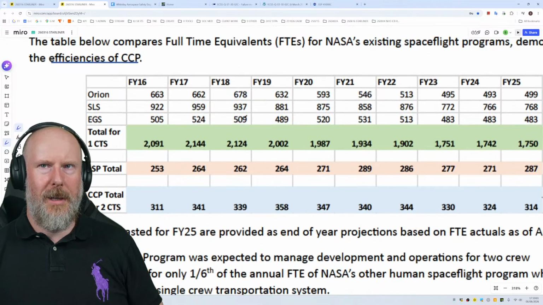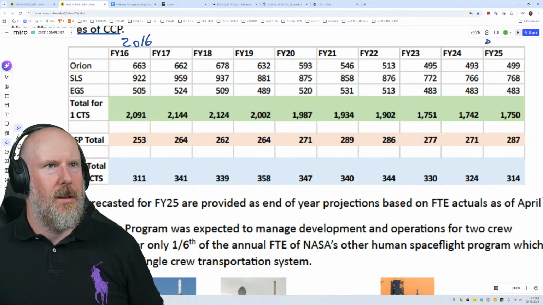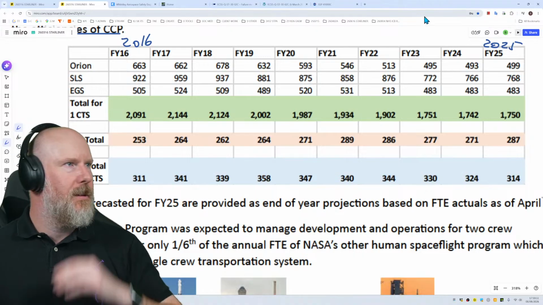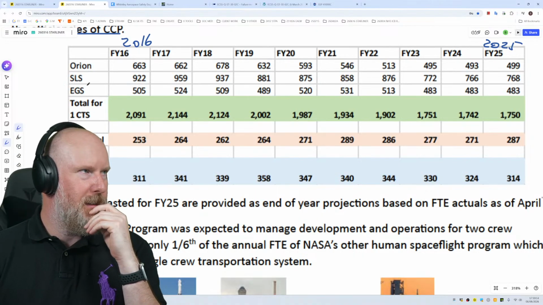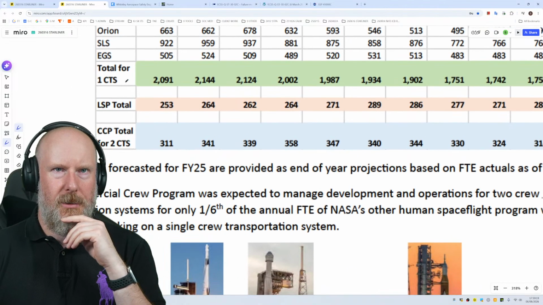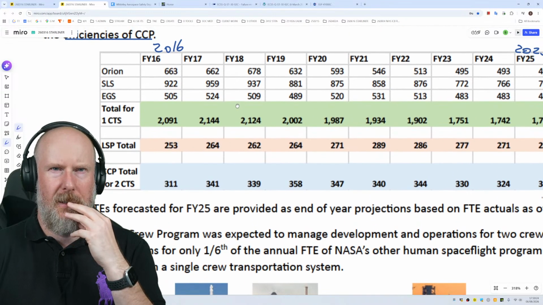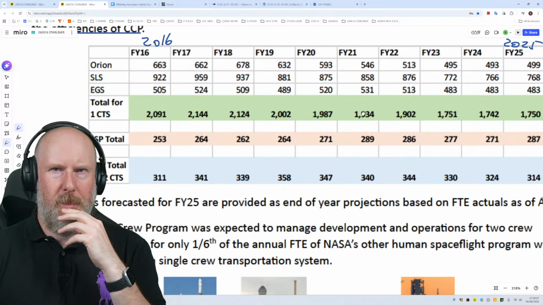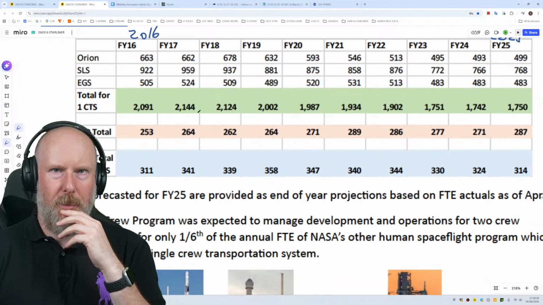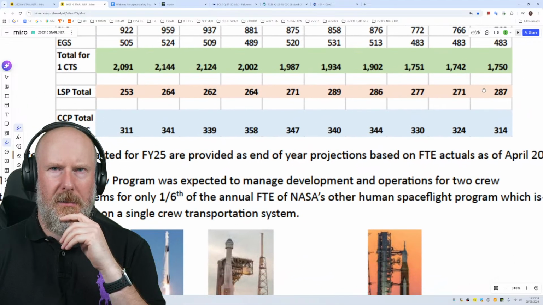Let's zoom in a little bit. So we've got 2016, 2025. So we've got Orion, Space Launch System and EGS. I can't remember what that is. So total for 1, LSP total, CCP total for 2, CTS. So these people, 2000 people, so it's got bigger and bigger and bigger, then it's getting smaller and smaller and smaller. And that's about the same, plus or minus 25, 50.